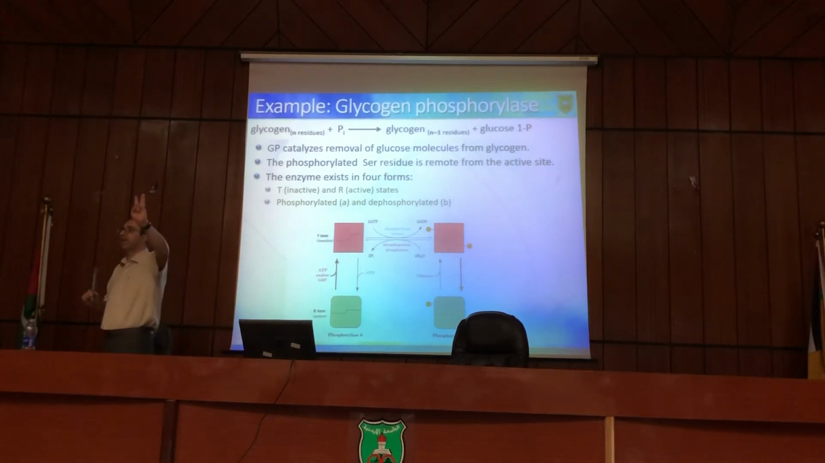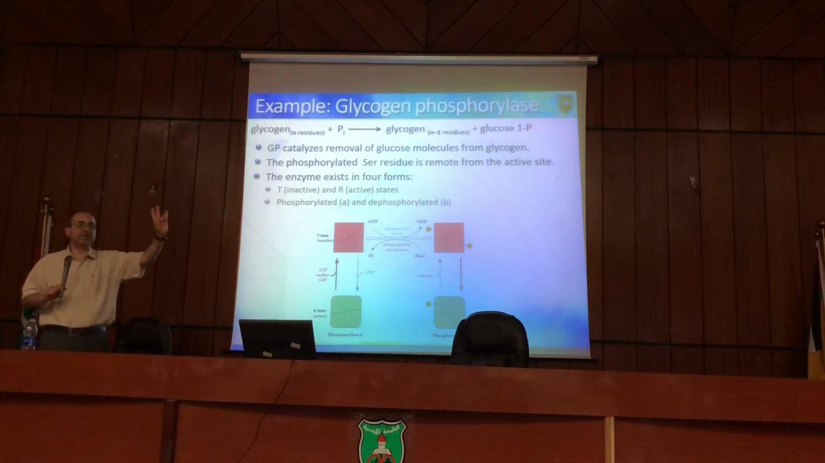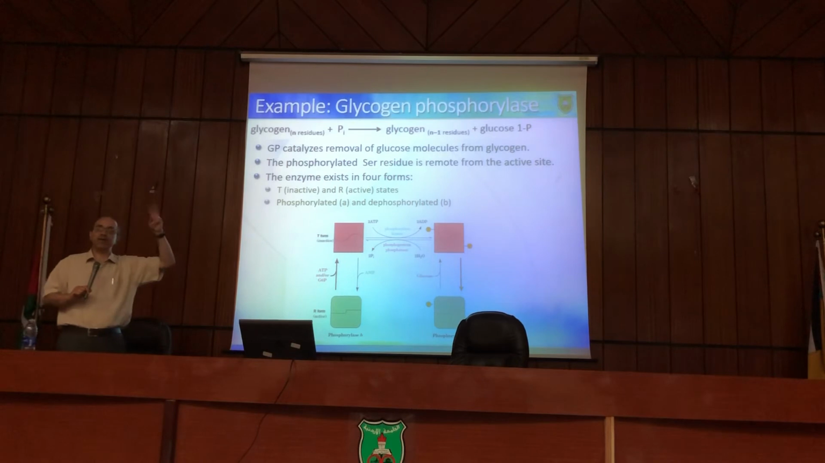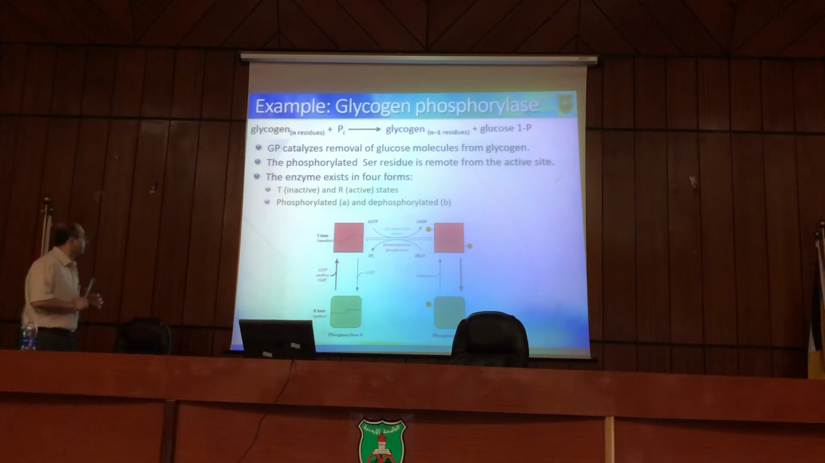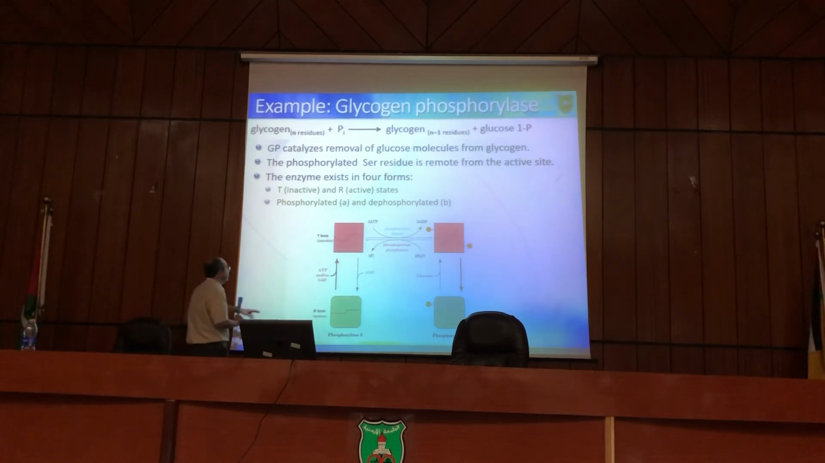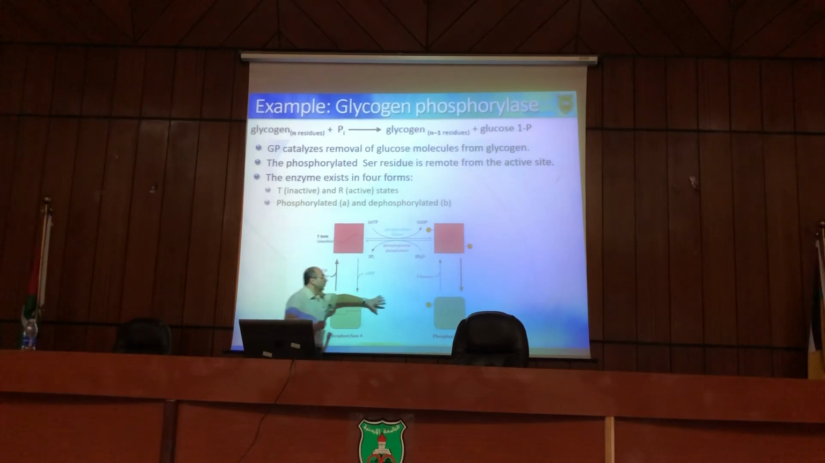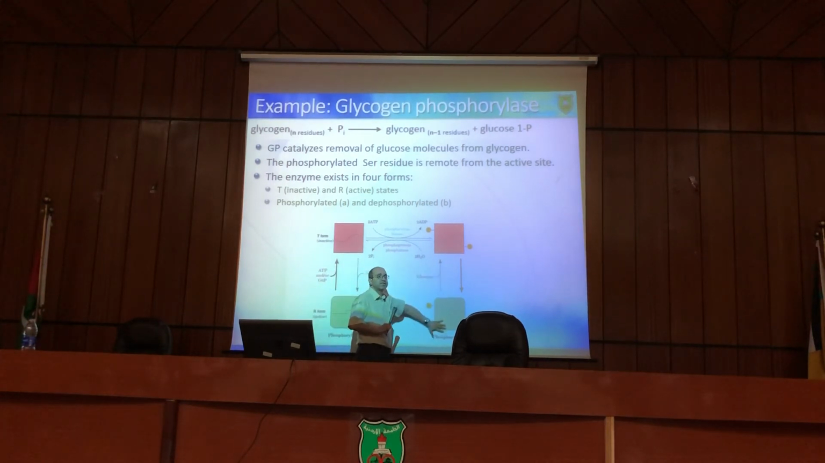Phosphorylase A is the phosphorylated form. Phosphorylase B is the dephosphorylated form. And the other 2 forms are structural, T state and R state. Now the thing is, changing from R to T or T to R is also affected by phosphorylation state. That is, when it is dephosphorylated, when it is phosphorylase B, it exists mainly in the T state. And when it is phosphorylated, it exists mainly in the R state.